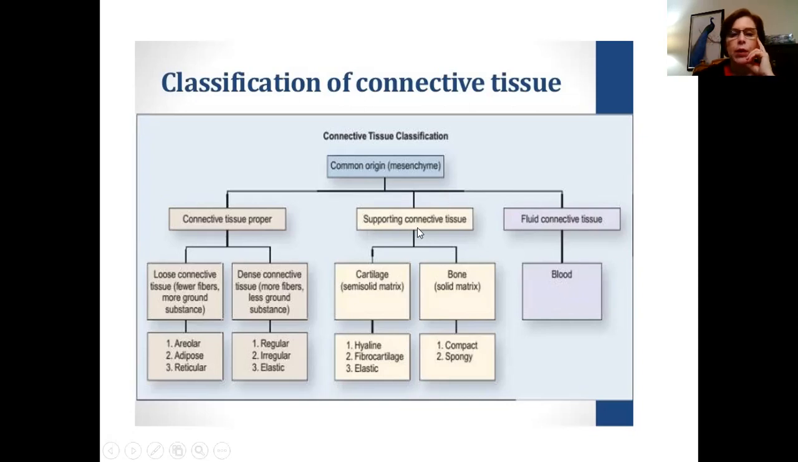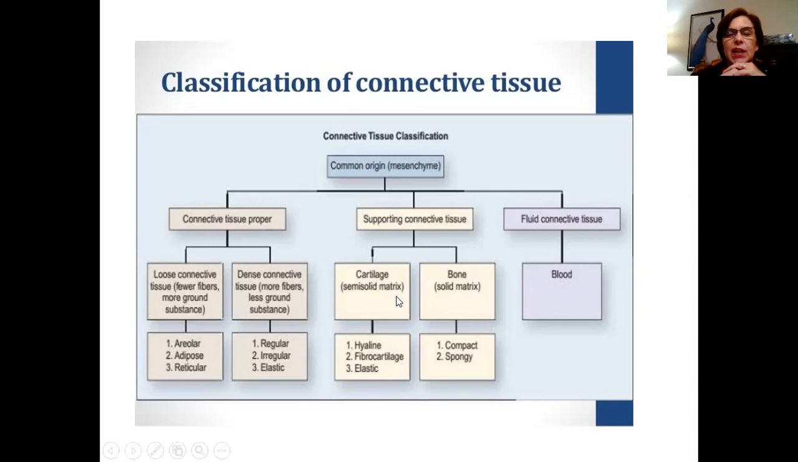Then we go to supporting connective tissue. In other words, it helps create the structure for our body, and that's going to be bone and that's going to be cartilage. I know down here they have compact and spongy bone, and we'll talk about that later in the year. For right now, all you need to know is bone is one of our connective tissues. Cartilage, and notice here too, for bone, it says solid matrix. That means the fibers are solid. That's all that means.